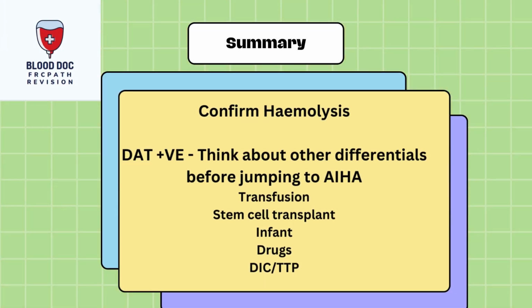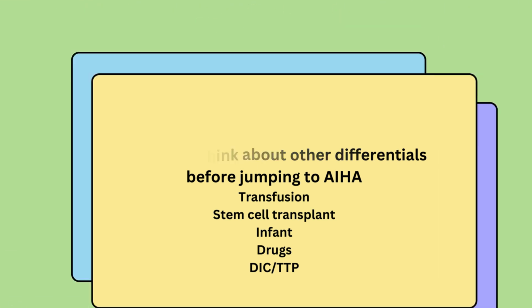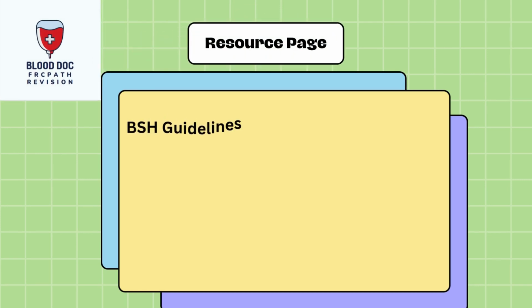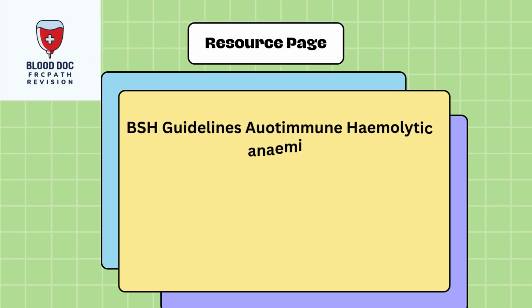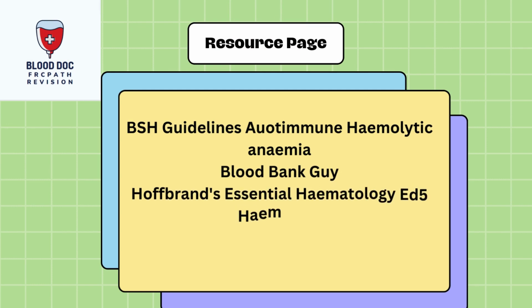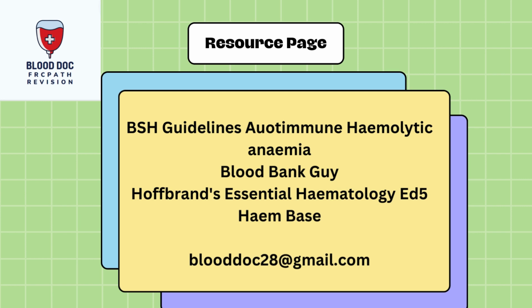So in summary, there's many different things that can cause hemolytic anemia. It's important to confirm hemolysis on lab tests. If a DAT is positive, then ask questions of recent blood transfusions and stem cell transplant, the age of the patient, or if they've had recent immunoglobulins or liver disease or renal disease or connective tissue disease, whether they have any underlying infections, any drugs that they've had recently, what their platelets are, whether they need to think about DIC or TTP.